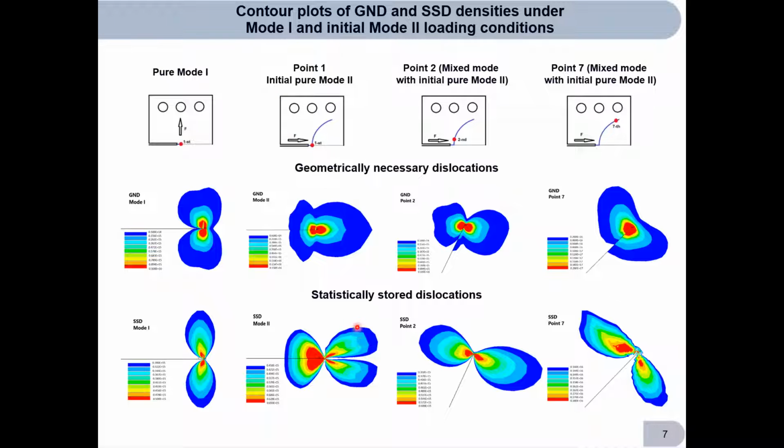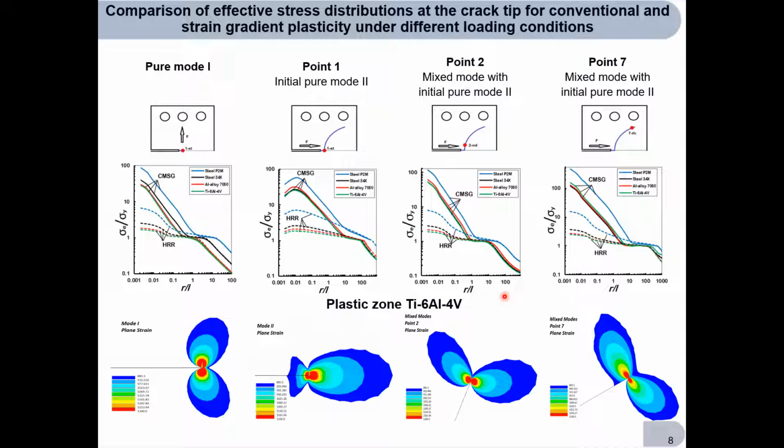The contour plots for dislocation densities are shown in figures for pure mode 1, pure mode 2, and mixed mode loading conditions. Figures illustrate the typical shapes and sizes of the respective contour plots of geometrically necessary dislocations and statistically stored dislocation densities formed by the loadings of mode 1 and initial mode 2 based on the strain gradient plasticity theory.